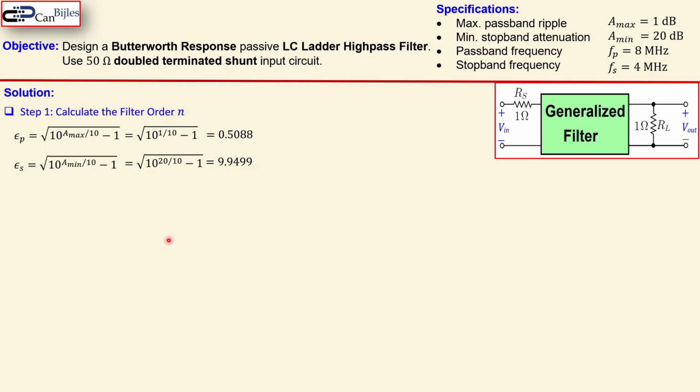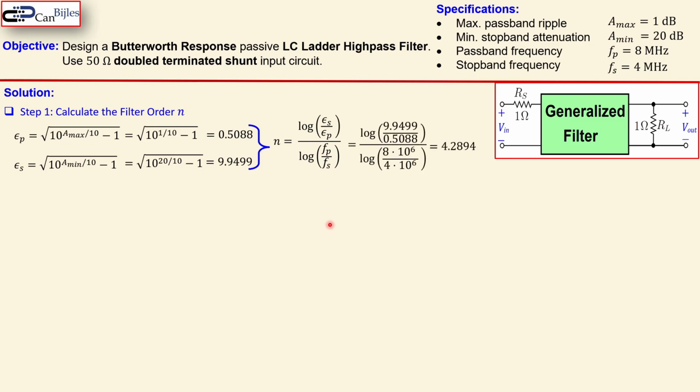Now taking these two values together, you substitute them in this formula for the filter order N, which is the log of epsilon S over epsilon P divided by the log of Fp over Fs. If you do the math here, you get 4.2894 approximately, but we need an integer value, so we need to round it up and give it an N of 5. So we need a 5th order filter.